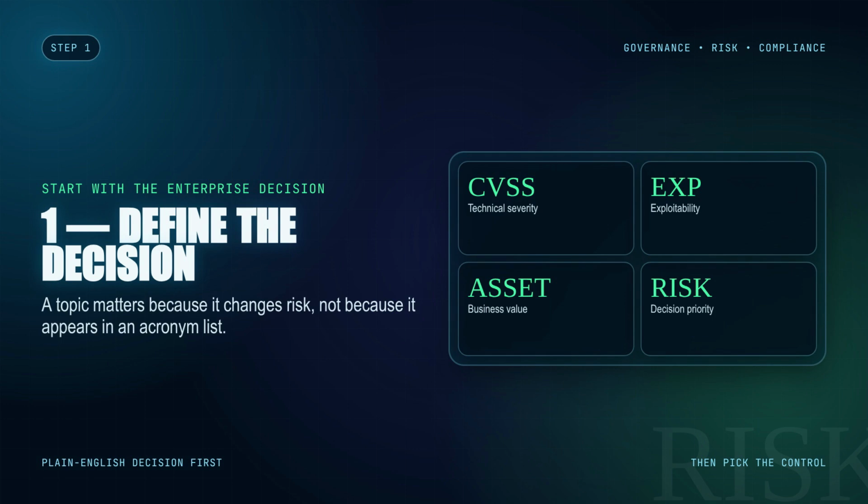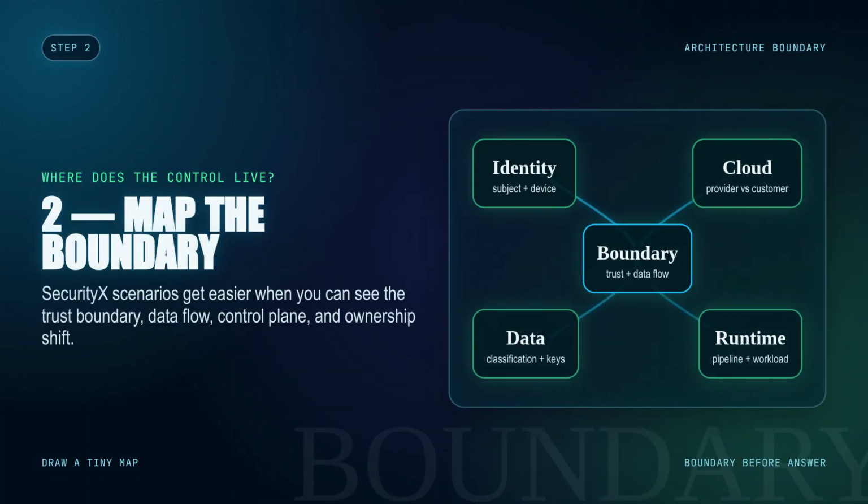Take vulnerability prioritization. The beginner question is, what is CVSS? The SecurityX question is, which vulnerabilities should be remediated first when severity, exploitability, asset value, internet exposure, compensating controls, downtime, and business impact disagree? That is a decision. The same logic applies to encryption keys, zero trust, SIEM tuning, container security, third-party risk, and policy documentation. Start by writing the enterprise decision in plain English. If you cannot explain the decision, you probably only memorized the term.